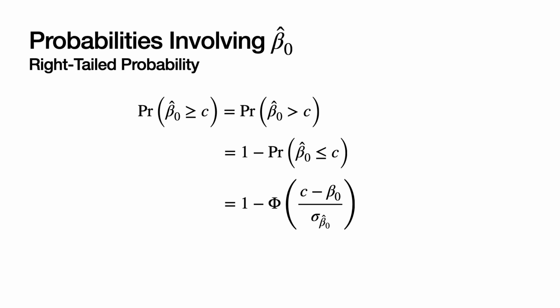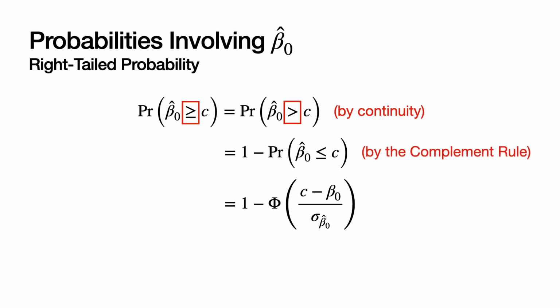Next, we'll look at right-tailed probabilities involving beta 0 hat. So the probability that beta 0 hat is greater than or equal to c. The first step, again, replacing the non-strict inequality greater than or equal to by the strict inequality greater than, is justified because the normally distributed random variable beta 0 hat is a continuous random variable. The next step is justified by application of the complement rule. And the last step follows by standardization and the definition of cap phi.